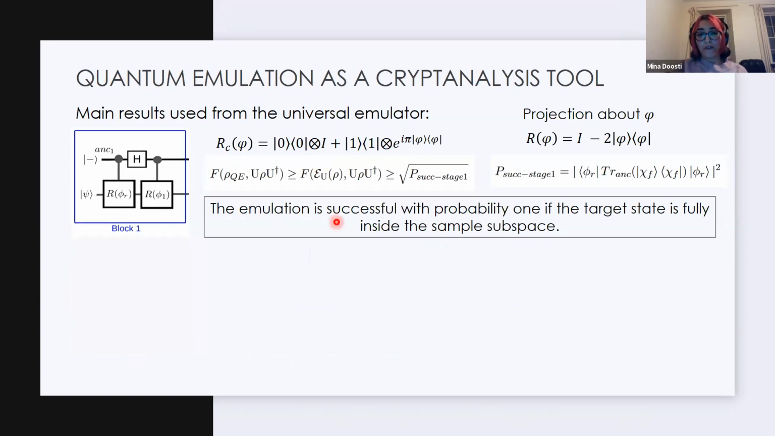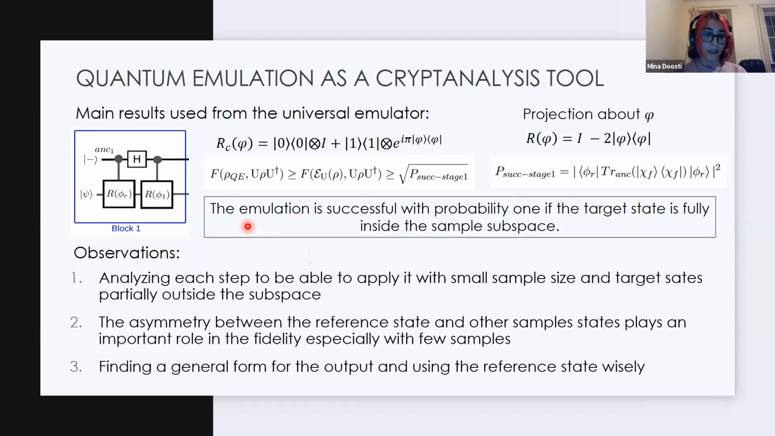Yeah, so as a result, if your state psi is fully spanned in the subspace of your sample, then the quantum emulator works with probability almost 1. But these are the things that you can see by looking at the circuit. We have other observations as well.